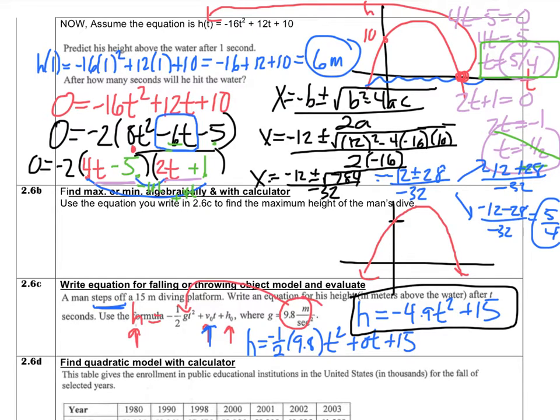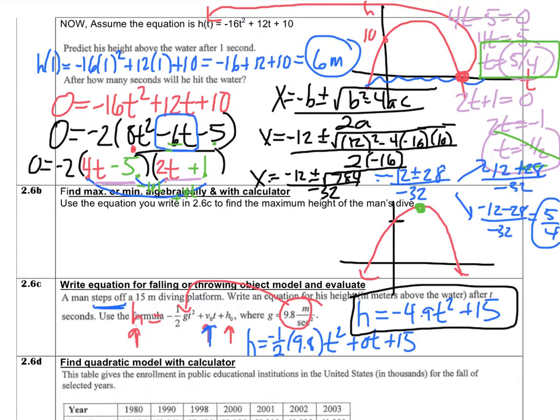Now, if we look at part B here, they want us to find the max or min algebraically and with a calculator. So use the equation from 2.6c to find the maximum height. The maximum height we see here happens right there. So what you can do is go into your calculator. You're going to type the y equals this equation under the graphing, and then do a graph of the feature.